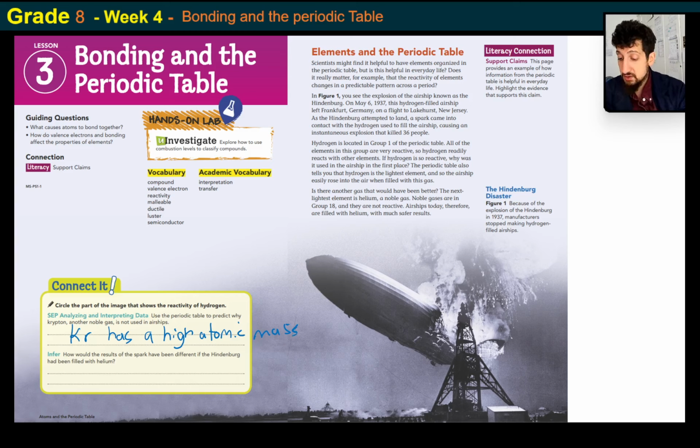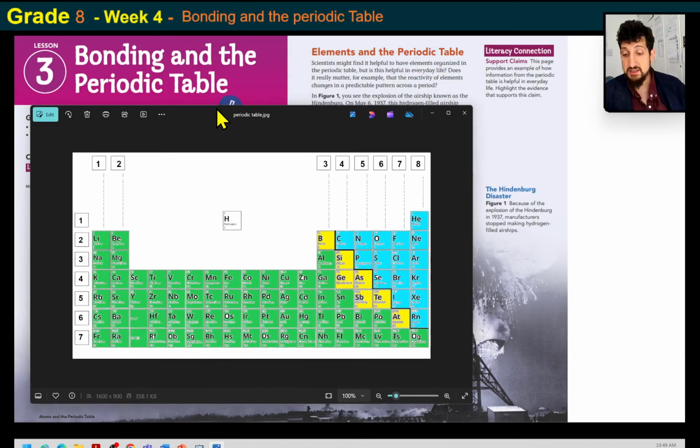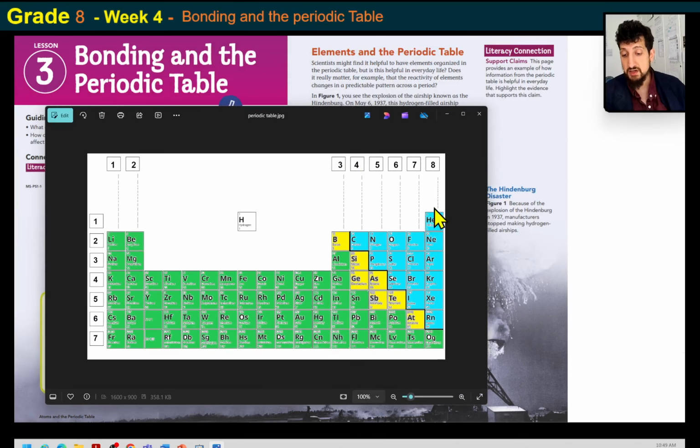How would the results of the spark have been different if the Hindenburg had been filled with helium? Now, helium, on the other hand, is quite light. Where is helium on the periodic table? Helium is number 2. It's got an atomic mass of 4, and it's in group 8 or 18. So helium would have been ideal.